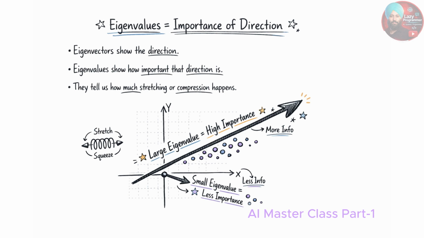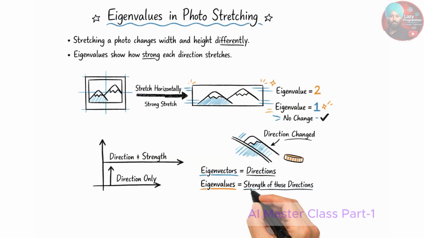And if the eigenvalue is small, that means the eigenvector, or the direction, doesn't change much and carries less information. Now if we consider our previous example of photo stretching, as we are stretching the photo twice as wide, that means we are stretching it horizontally, so the horizontal eigenvalue is 2. As the height didn't change at all, the vertical eigenvalue is 1. So eigenvectors give us the direction and eigenvalues tell us how strong those directions are.